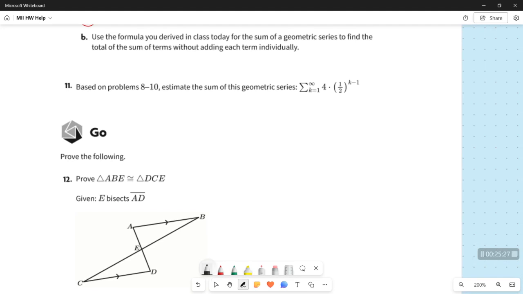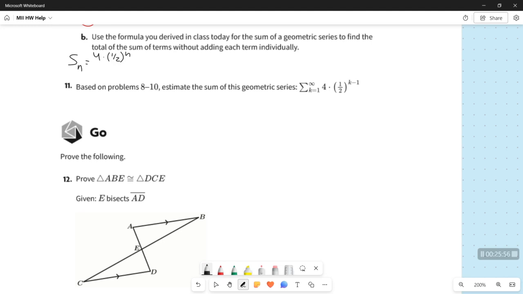So, for part B, we know that our partial sum for n terms, our a value is the coefficient, which we already saw is 4. Our ratio is the thing that is being raised to the exponent, which is 1/2. And then the number of terms is n.